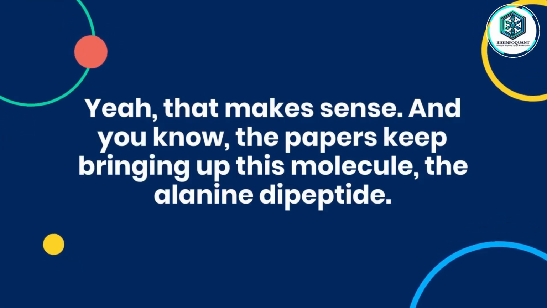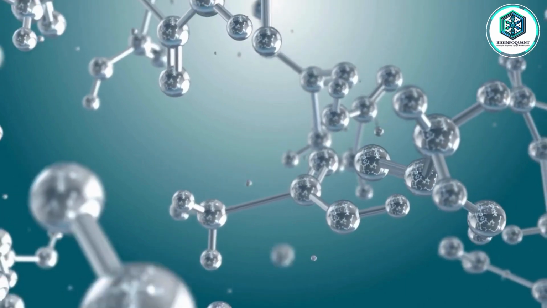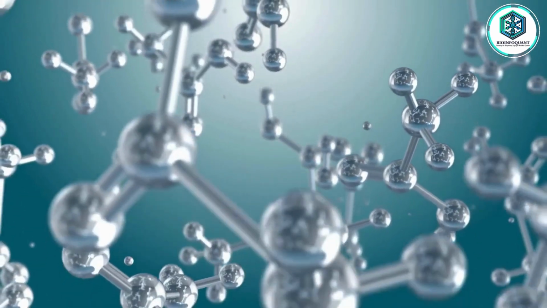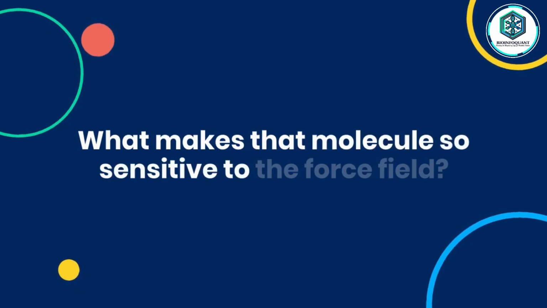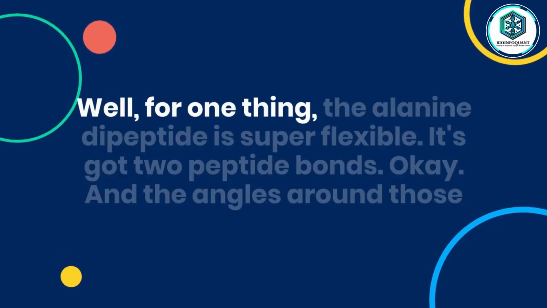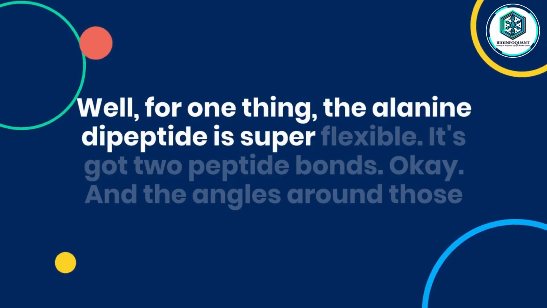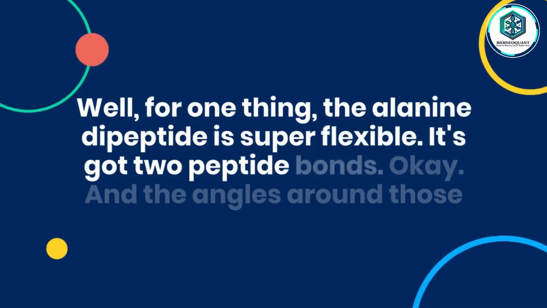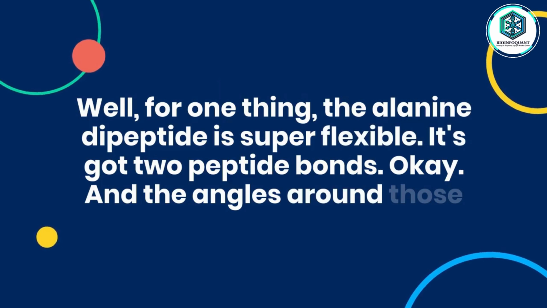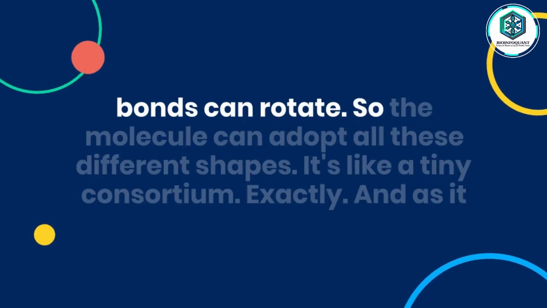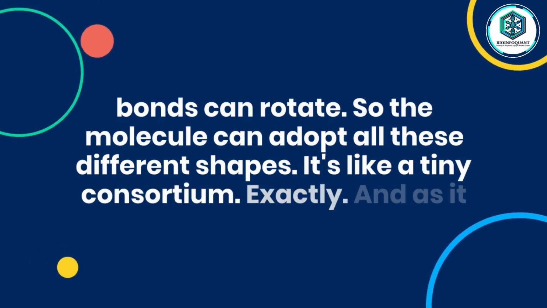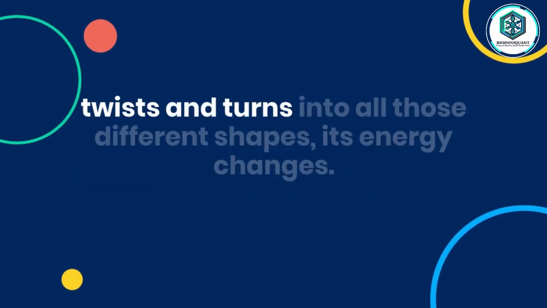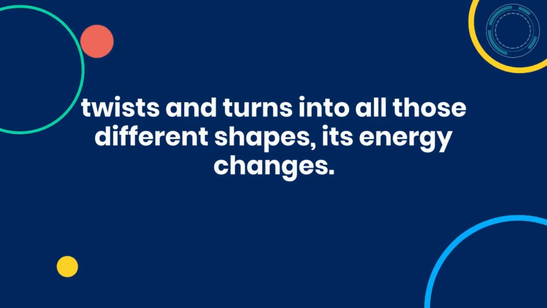Yeah, that makes sense. And, you know, the papers keep bringing up this molecule, the alanine dipeptide, as a classic example of how those 1-4 interactions can really make a difference. Oh, yeah. It's a great example. What makes that molecule so sensitive to the force field? Well, for one thing, the alanine dipeptide is super flexible. It's got 2 peptide bonds, and the angles around those bonds can rotate. So the molecule can adopt all these different shapes. It's like a tiny contortionist.